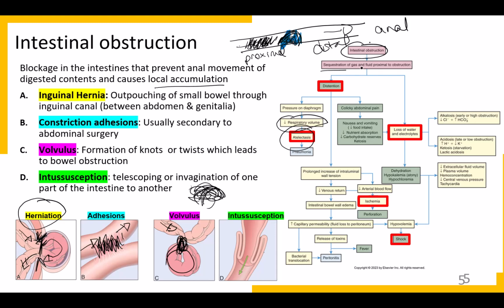The distension, the accumulation of gas and fluid and contents proximal to the obstruction means that there's very little movement distal to it. And so then that can cause loss of water and electrolytes, right? And if we have a loss of water and electrolytes being absorbed in from the intestine, then you end up with dehydration, hypokalemia, a reduction in potassium absorption, and hypochloremia, right? The same with chlorine.